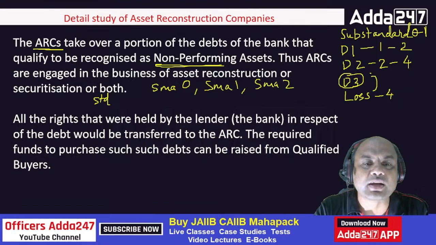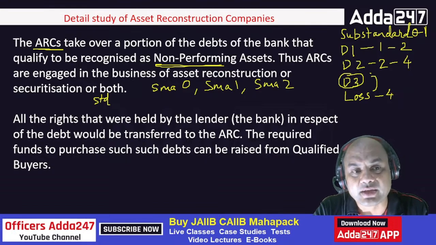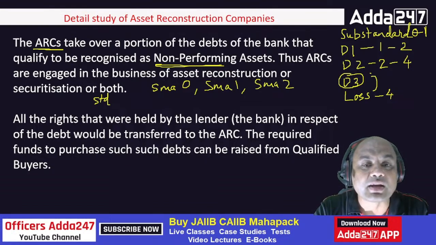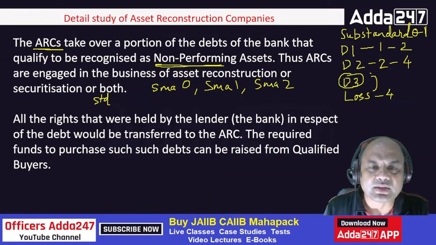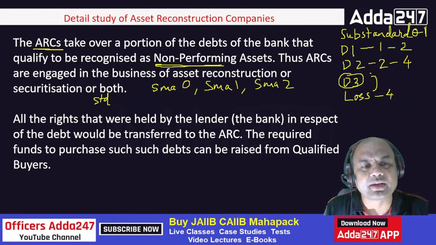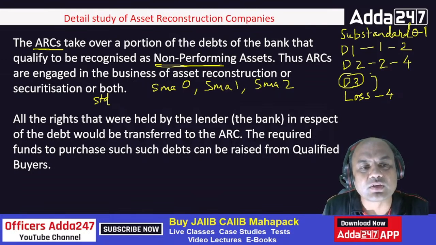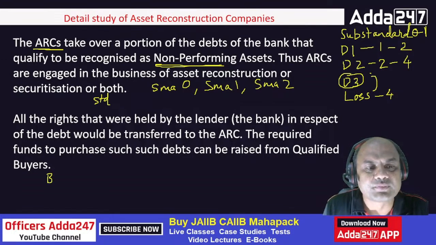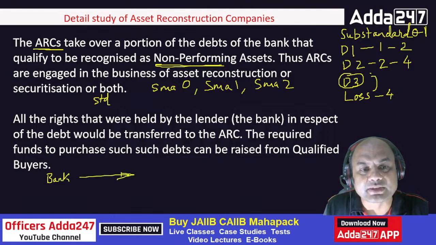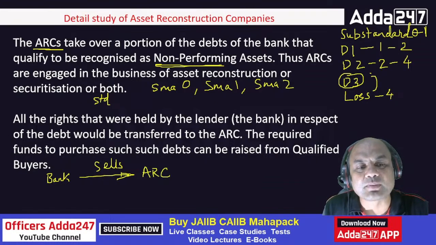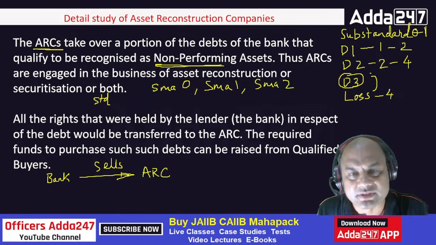All rights that were held by the lender, that is the bank, in respect of the debt will be transferred to the ARC, isn't it? As of now, what has happened is the bank has sold. What is this asset reconstruction? All in all, the bank sells this loan. Sells. Remember this part. Sells this loan to ARC. Now, once it is a seller-buyer relationship, the rights of the bank cease to exist.